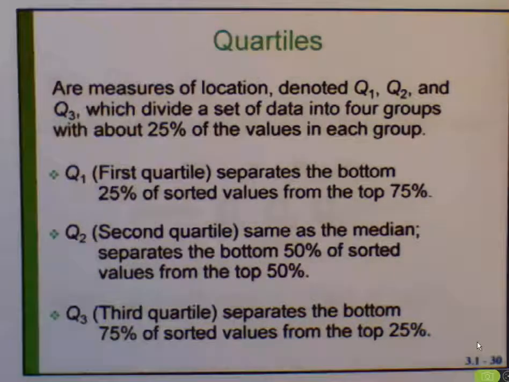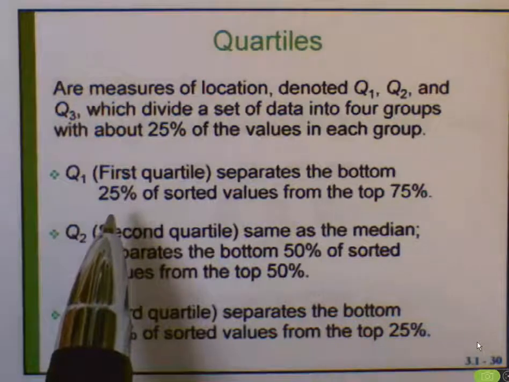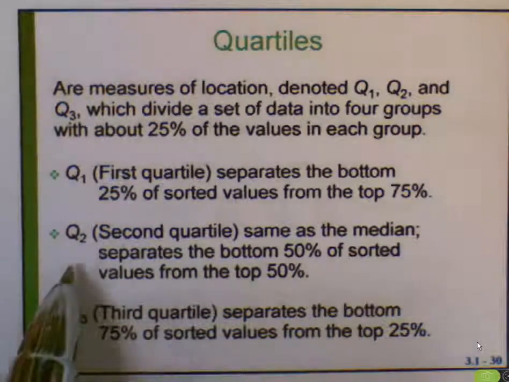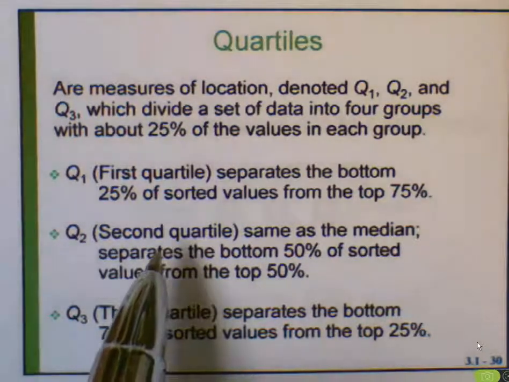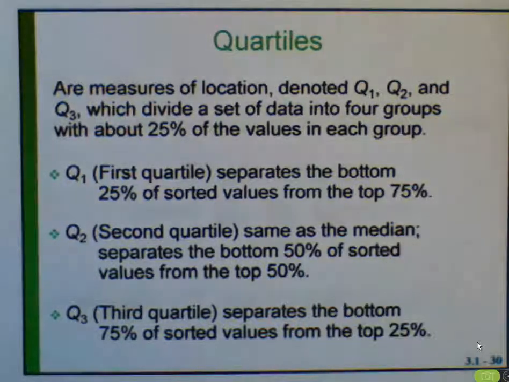Just like percentiles that divide the data into 100 groups, with 1% of the data being in each group, quartiles divide the set of data into 4 groups, with about 25% of the values in each group. Q sub 1 is called the first quartile. It separates the bottom 25% from the top 75%. Q sub 2 is the second quartile. It separates the bottom half from the top half, so it's the same as the median. That's the definition of the median. And then Q3 is the third quartile. It separates the bottom 75% from the top 25%.